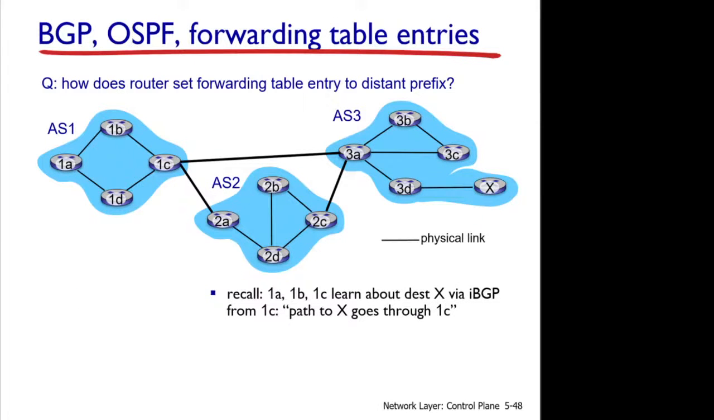Let's have a look at the forwarding tables here. So how does the router set the forwarding table entry to a distant prefix? Let's go through this. So recall here that 1A, 1B, 1D learn about the destination X via iBGP from 1C. That should be hopefully clear to you now. So that's basically a message saying, look, path to X goes through 1C. That's all they really need to think about. It goes through 1C.